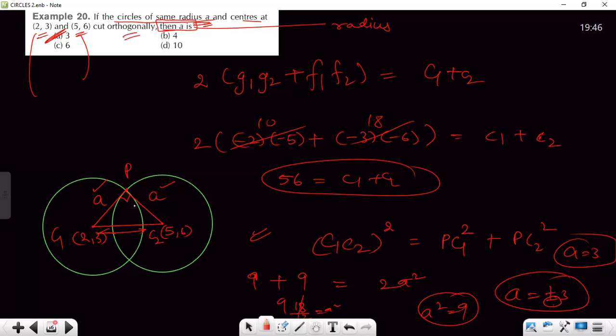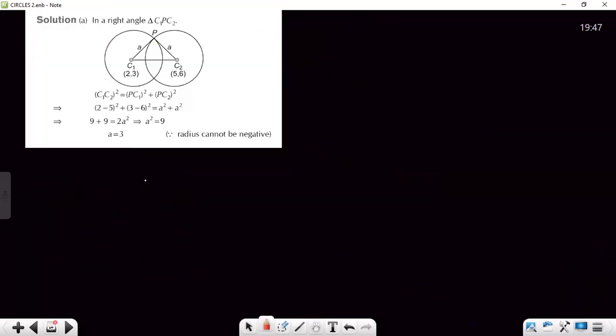The only key information was that the circles were cutting each other at 90 degrees. So it means the radii at the point of intersection of both circles will be making a 90-degree angle. See here, a 90-degree angle.